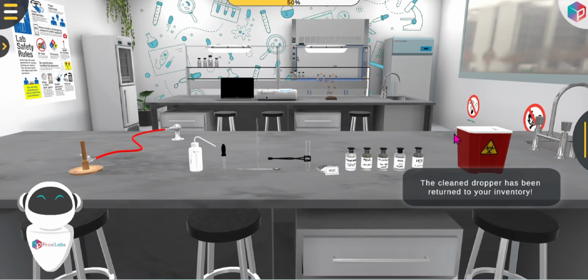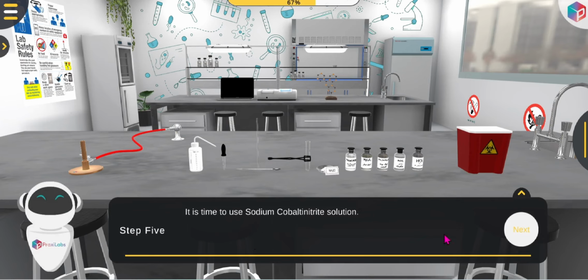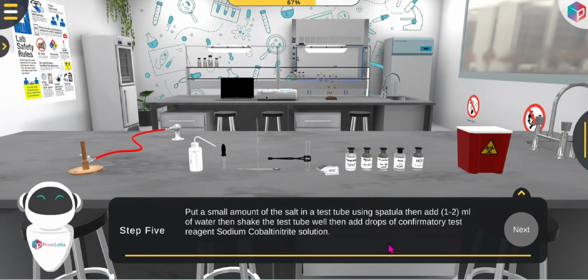Step 5. Put a small amount of salt in a test tube using spatula. Then add from 1 to 2 milliliters of water. Then shake the test tube well. Then add drops of confirmatory test reagent, sodium cobaltinitrite solution.